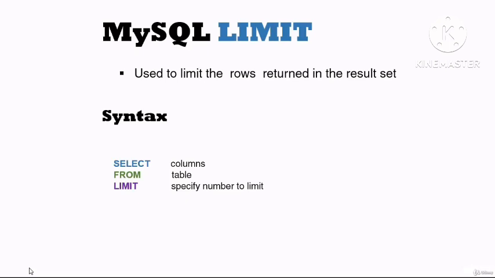So you can specify the number of rows you want, which is usually a numerical value. So the values can be 0 or positive integers. So anything from 0 and above, you can specify.